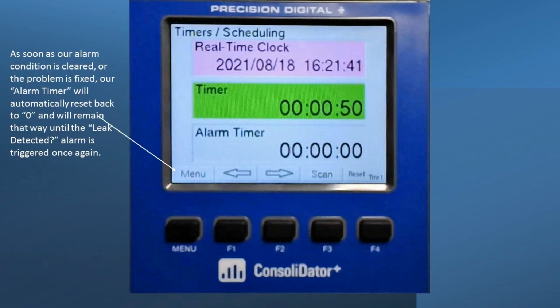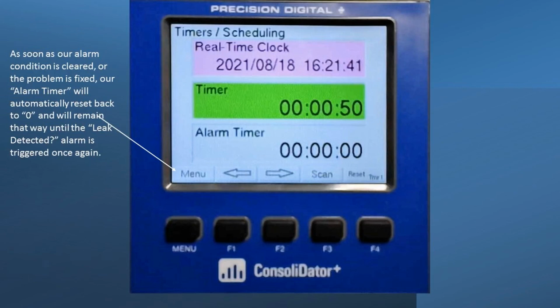So yes, we'll have plenty of time to look at the software. In the meantime, if there's anything you want to learn about on the software or any extracurricular learning you want to do on the ConsoliDator Plus, please feel free to ask and just give me a call. I can talk about this device for hours, as you can tell.